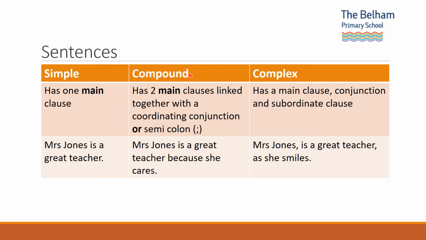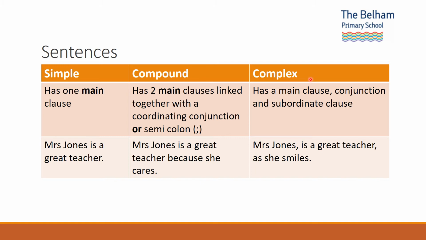There's one clause there. In a compound sentence, there are two main clauses linked together with a coordinating conjunction or a semicolon, which you can see just there. And we'll talk about what coordinating conjunctions are very shortly. So, for example, Mrs. Jones is a great teacher because she cares is a compound sentence because there are two clauses linked with the coordinating conjunction because in this case.